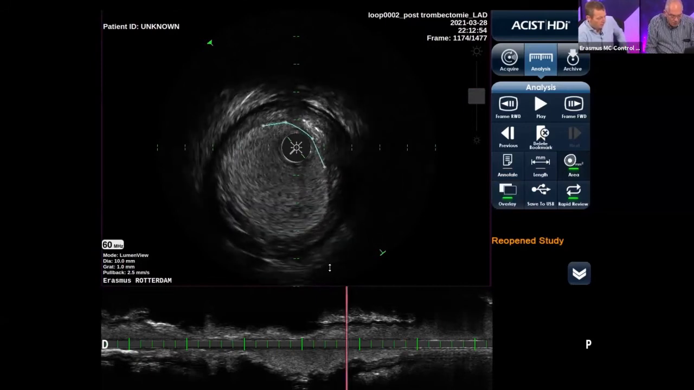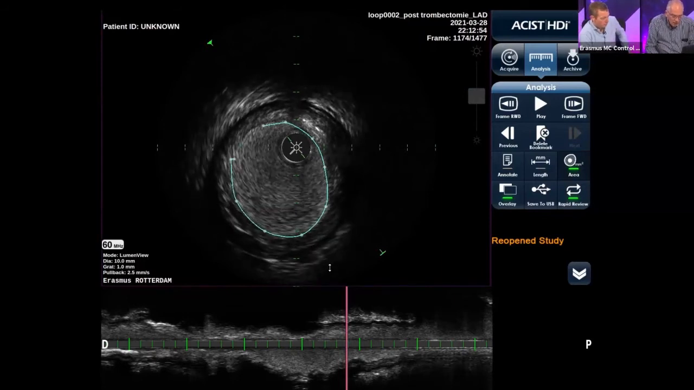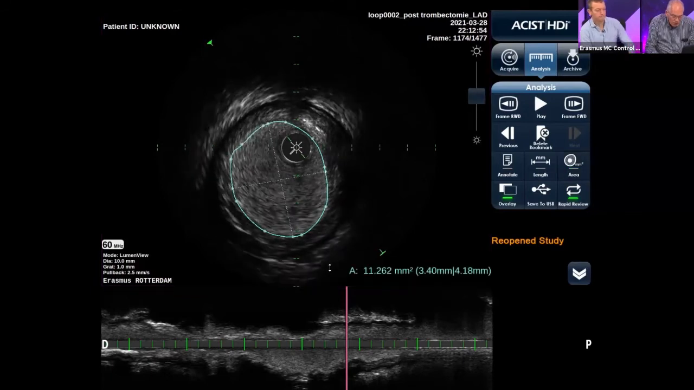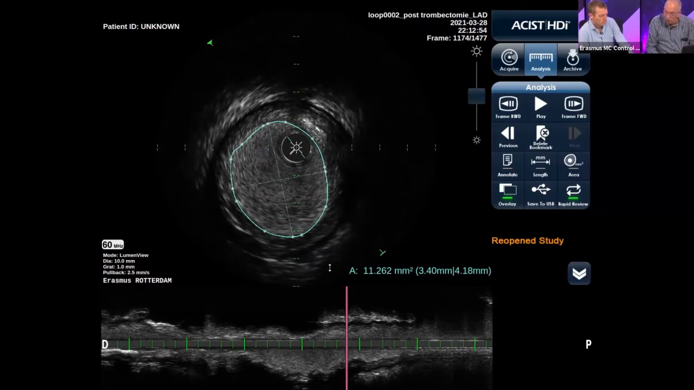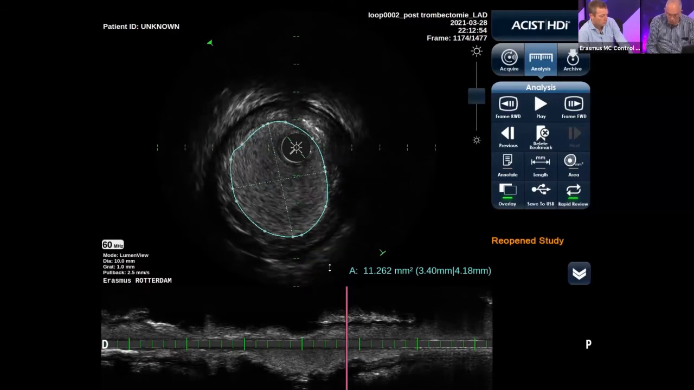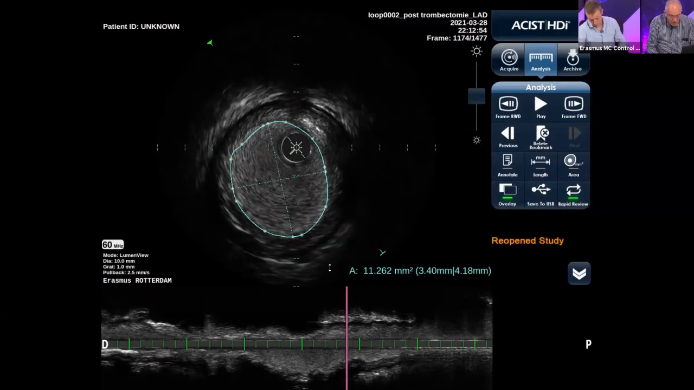And I will measure again the lumen. By the way, I'm working now with a mouse because that goes a bit easier as my screen is a little bit small, but you can do that also with a touch screen. Here we have 3.4 by 4.1. And now we have 2 bookmarks for the landing zone.